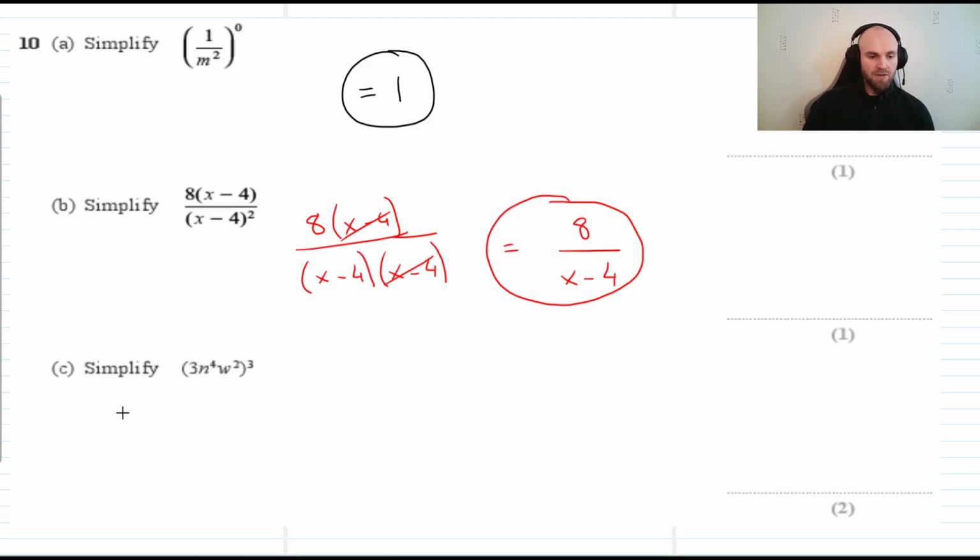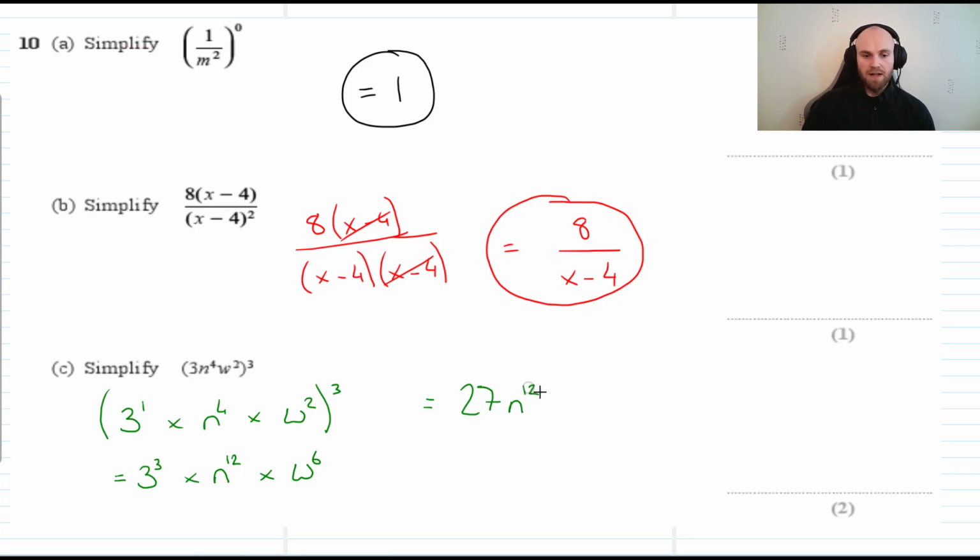Just to make this a bit simpler, I'm going to write this out. So we have, well, this 3 is the same as 3 to the power of 1, multiplied by n to the power of 4, multiplied by w squared, and this is all in brackets to the power of 3. Well, if we use this power of a power rule on the 3, so we have this 3 to the power of 1, this 1 is going to be multiplied by 3 to give us 3 cubed. And this n to the power of 4, well, this power of 4 is going to multiply again by 3 to give us n to the power of 12. And then again multiplied by the w squared, well, this power of 2, or squared, is going to be multiplied by 3 to give us w to the power of 6. And if we just simplify this down, well, 3 cubed is the same as 27. Then we have n to the power of 12, w to the power of 6.